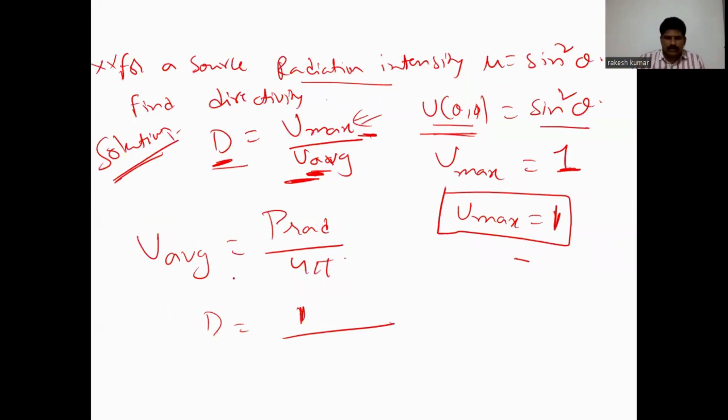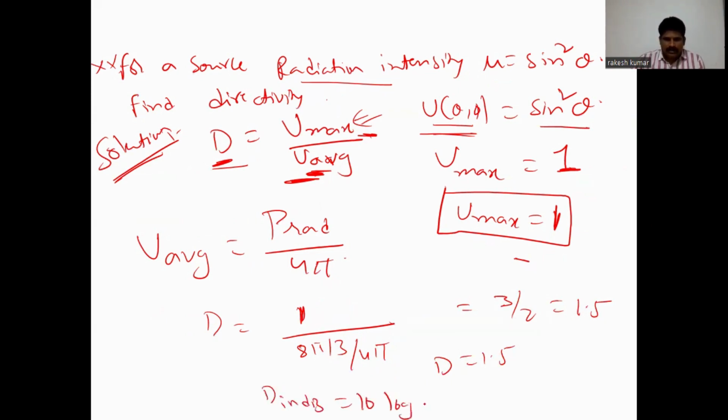The value of P radiated I can substitute as 8 pi by 3 by 4 pi. So the directivity we get is 3 by 2, therefore directivity is equal to 1.5. Directivity in dB is equal to 10 log base 10 of D, that is 1.76 dB. Okay, so this is another problem.